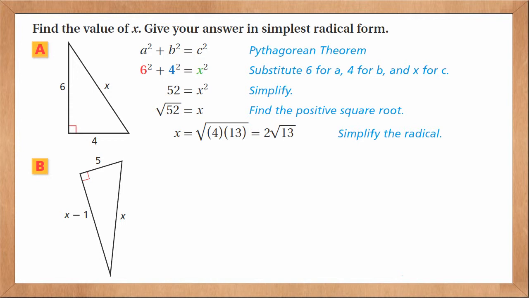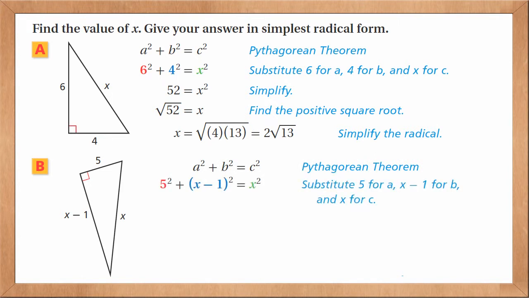All right, let's look at part B. What are the two legs? Look at the picture carefully. What are the two legs? If you said 5 and x minus 1, you're correct. The hypotenuse is x. So, using the Pythagorean Theorem, 5 squared plus (x minus 1) squared equals x squared.